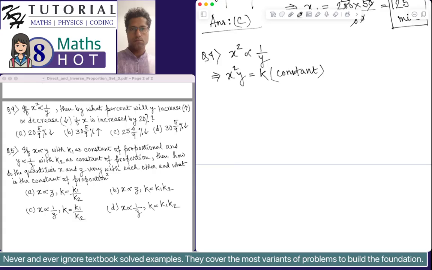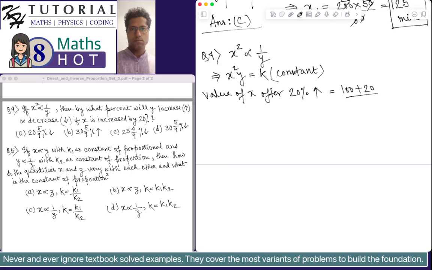Now let's say, what will the value of x be if it is increased by 20%? So the value of x after a 20% increase, I'm using the symbol for increase. The value of x after a 20% increase will be equal to 100 plus 20.